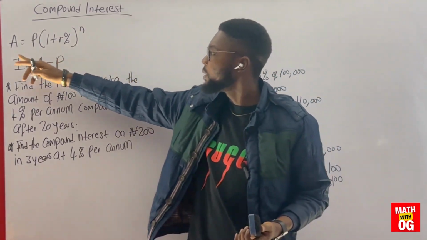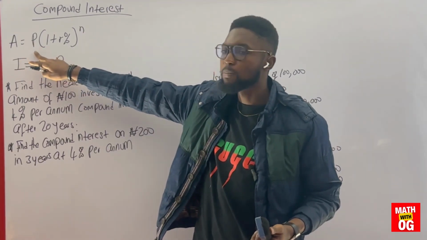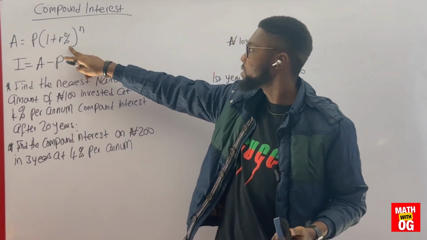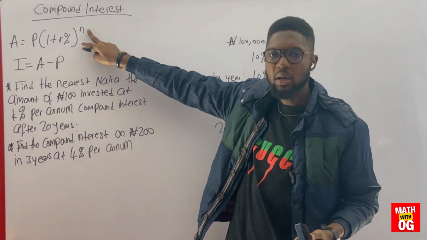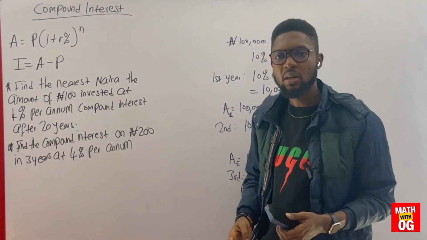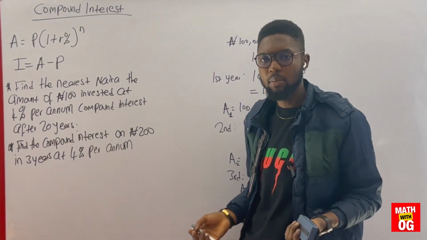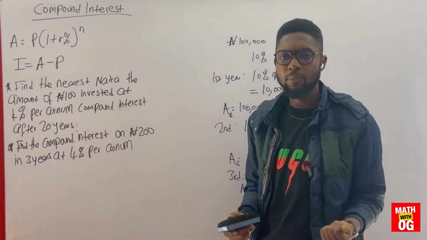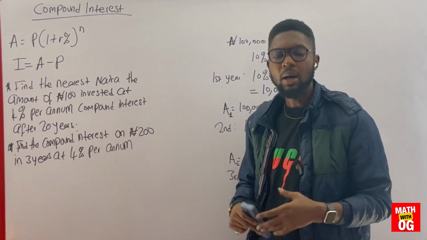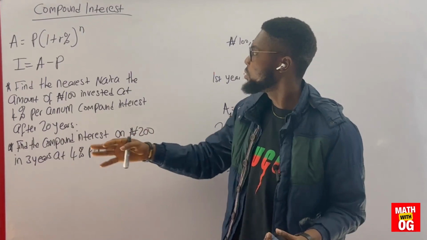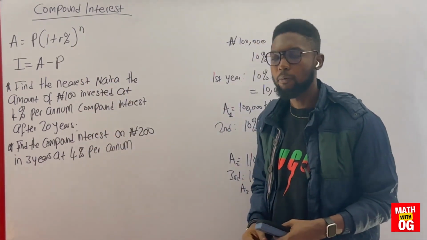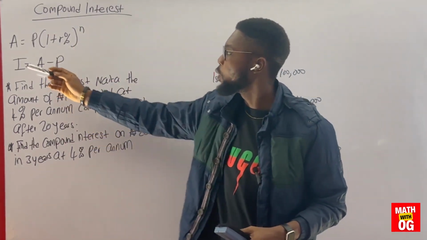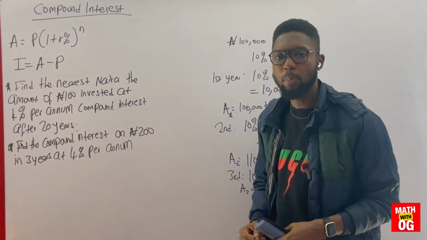Just note that the formula for amount is equal to principal multiplied by 1 plus R% raised to the power of n, where n is your number of years, or let's just say where n is your time, because your time can be monthly, it can be daily, it can be weekly, as the case may be, but in most cases it's usually number of years. So first thing first, we always solve for our amount when solving compound interest.